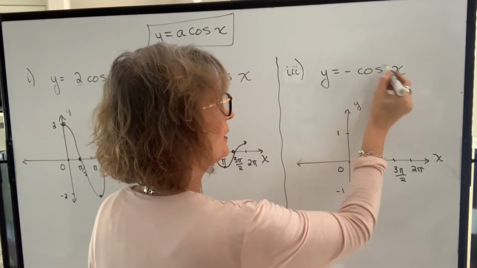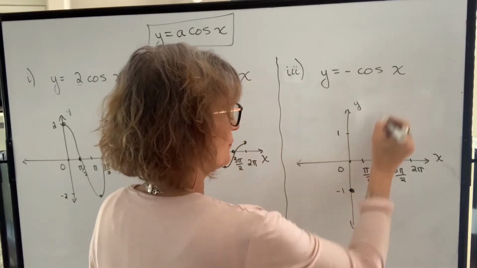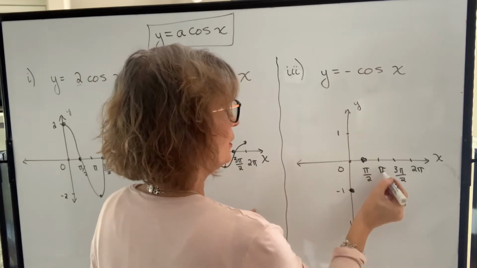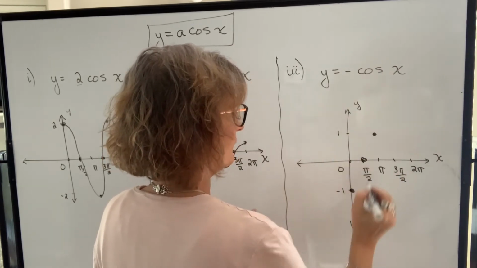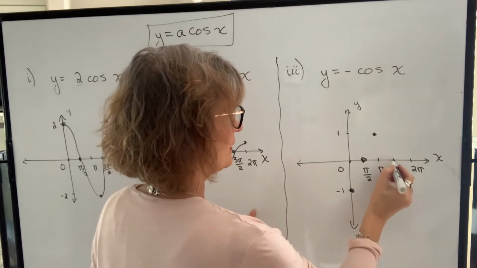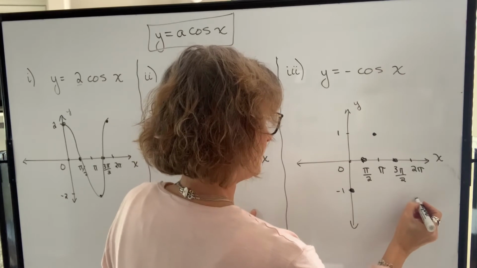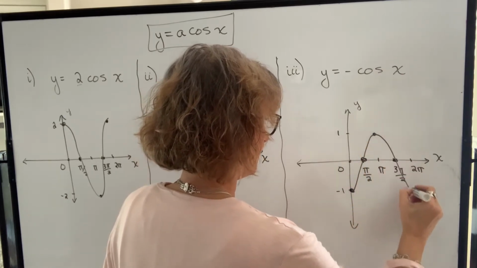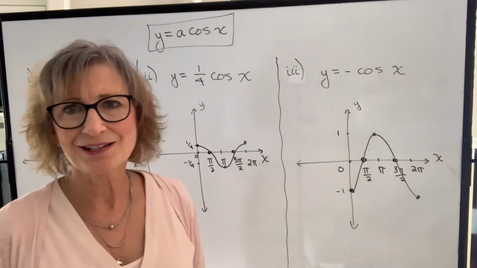Cos of 0 is 1, times -1 is -1. Cos of pi over 2 is 0, it doesn't matter if you multiply it by a negative value. Cos of pi is -1, multiplied by -1 will be +1, 0 here. 1 times -1 gives me -1. So the graph is going to look like that. So it just flipped it over the x-axis.